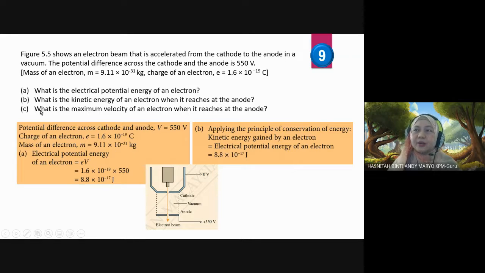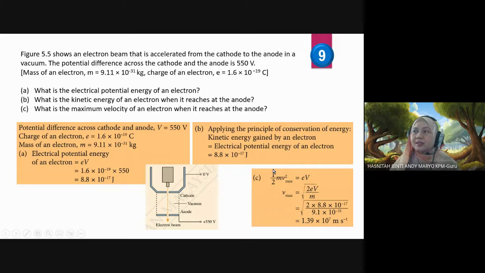Okay, final question C. What is the maximum velocity of the electron when it reaches the A naught, student? So how to find the maximum velocity? We apply the previous formula as in question B. So the maximum kinetic energy equals the electrical potential energy. So half mv squared equals eV. You just bring this to the other side. So we are looking for the maximum velocity equal to square root of 2eV divided by m.